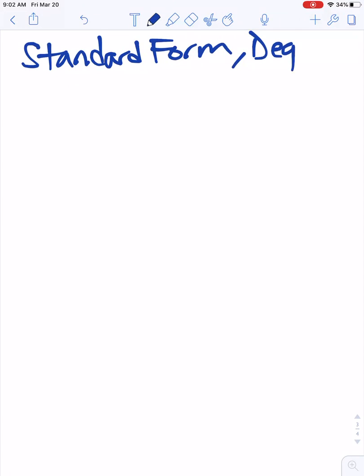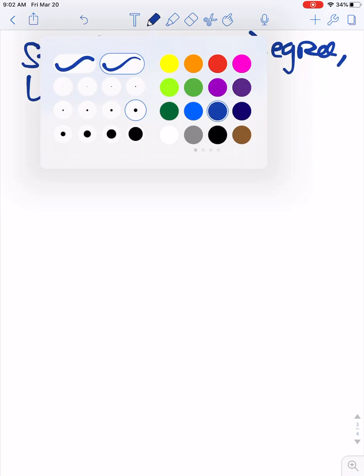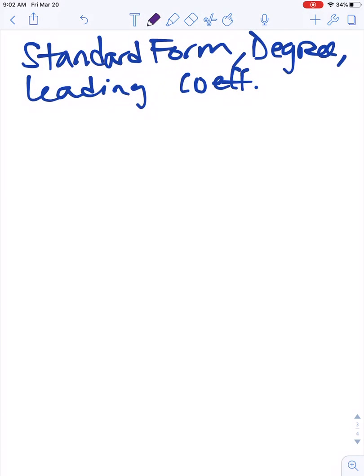So now that we have an idea of what polynomials are, let's talk about the 3 main components. All right. Your 3 main components for polynomials are standard form, degree, and leading coefficient. All right, so those are our 3 main things we're going to be learning today: how to write something in standard form, how to state its degree, and the leading coefficient. So I'm going to go ahead and start off with standard form.